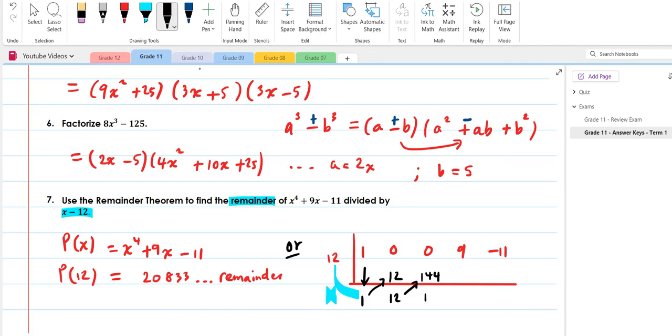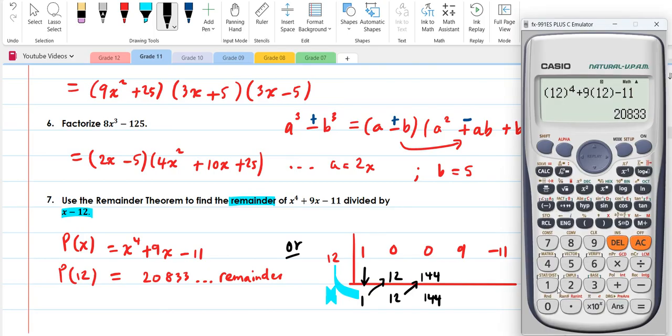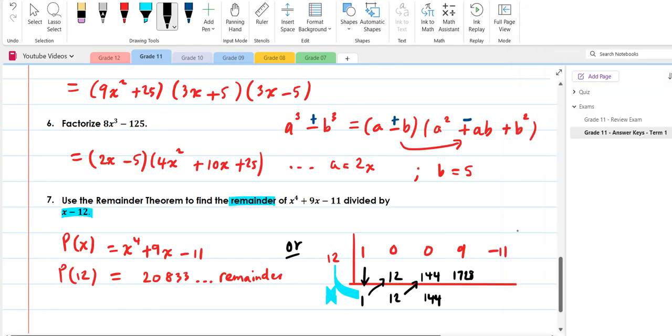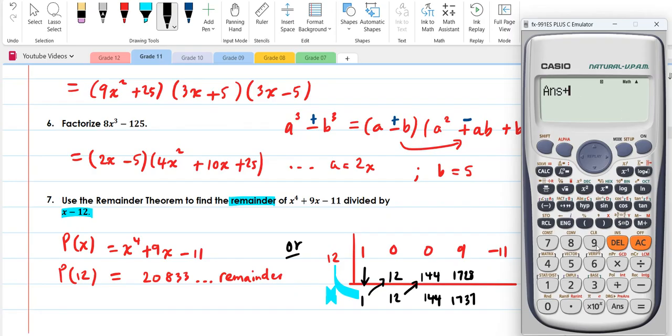Now we add 144. Because these are large numbers, you are allowed to use your calculator. 144 times 12 gives us 1728. If we add up 9 plus 1728, we should get 1737. Now remember, we have to take this 1737 and multiply it by 12 again. If I multiply it by 12, I get 20,844.